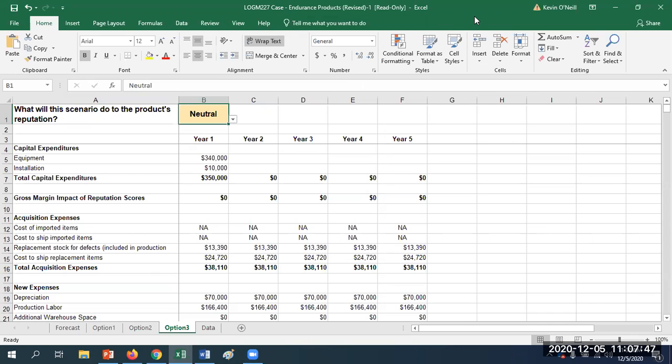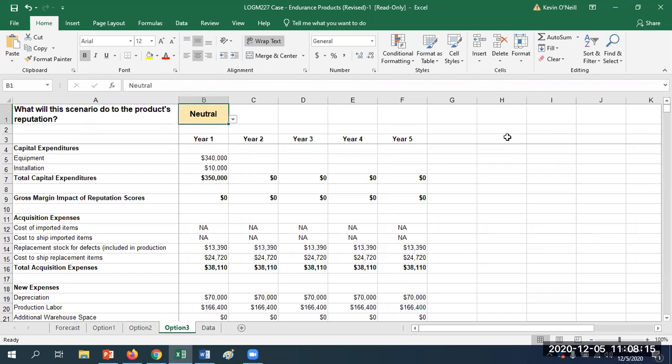So maybe the best you can hope to do is get back to neutral. Maybe one of the other options is also going to be positive, and maybe that'll come out better or worse. But I'll tell you that this case, and what you decide to do with it, is really based on what you think your reputation is going to be in the market based on that choice.